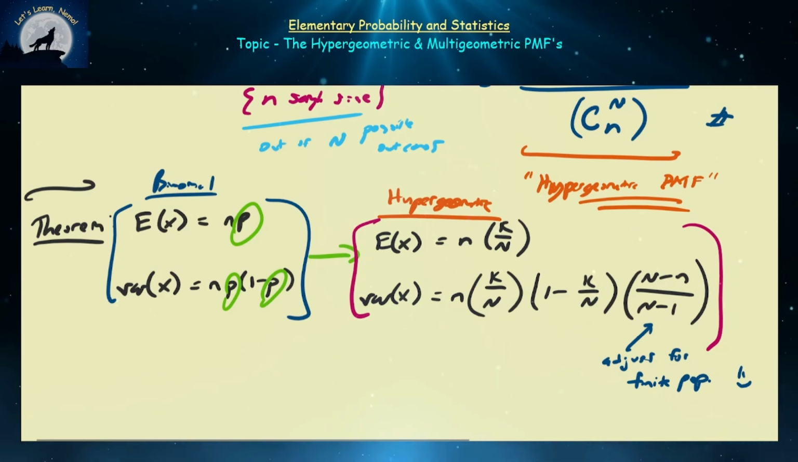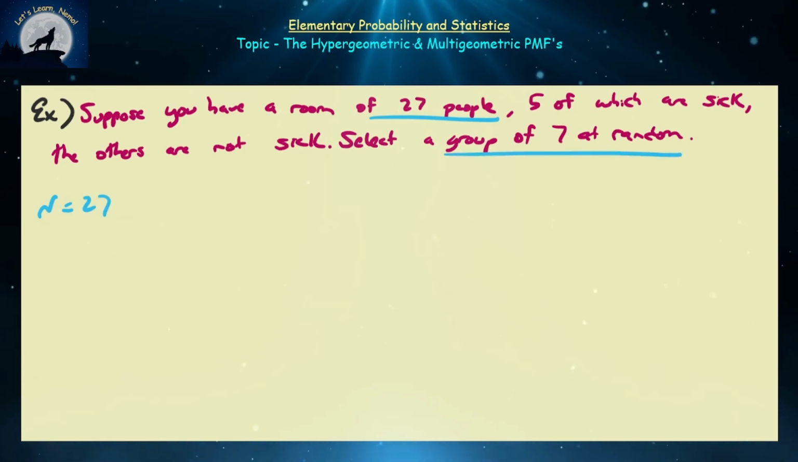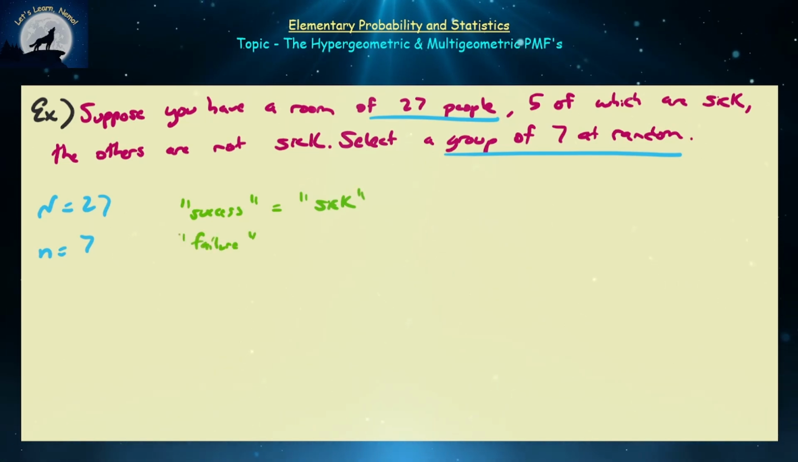Now let's get into a real-life example on how this can be used. Suppose you have a room of 27 individuals, 5 of which are sick, the others are not sick. And let's assume that you select a group of 7 at random from this room of 27 individuals. So what exactly do we have here? The population size is given to be 27, so let capital M be equal to 27, and we're selecting a group of 7 individuals. That's going to be our sample size, little n. Also, let's define success to be a sick person, which means failure in this context would be not sick.